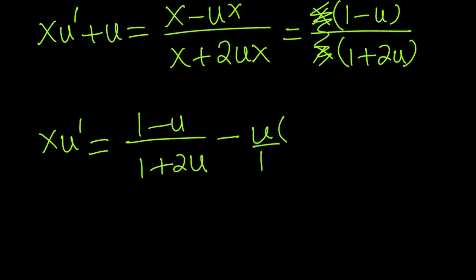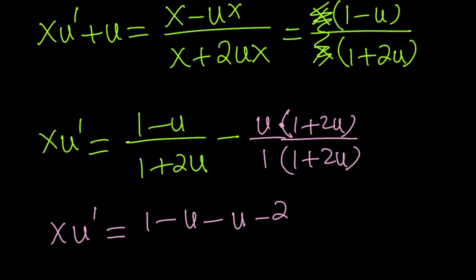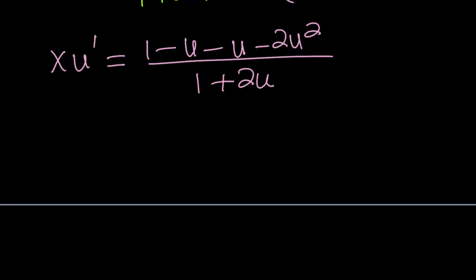Okay, here we go. So now we're going to make a common denominator, multiply u over 1 by (1 plus 2u) here and here. So then you're going to get x times u prime equals (1 minus u minus 2u squared) divided by (1 plus 2u). Okay, great. Let's go ahead and do the following now.